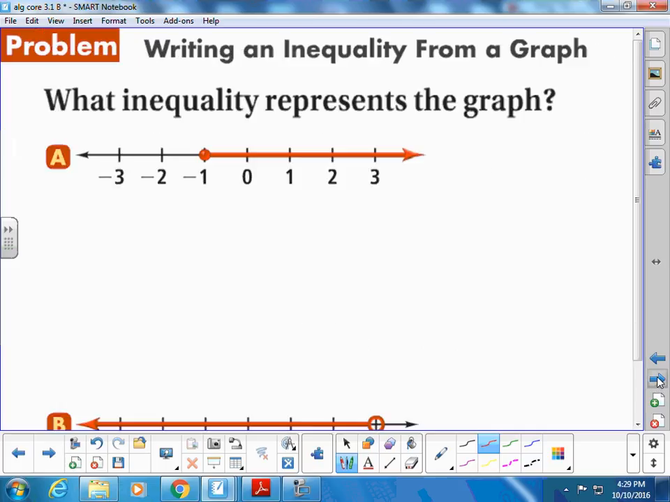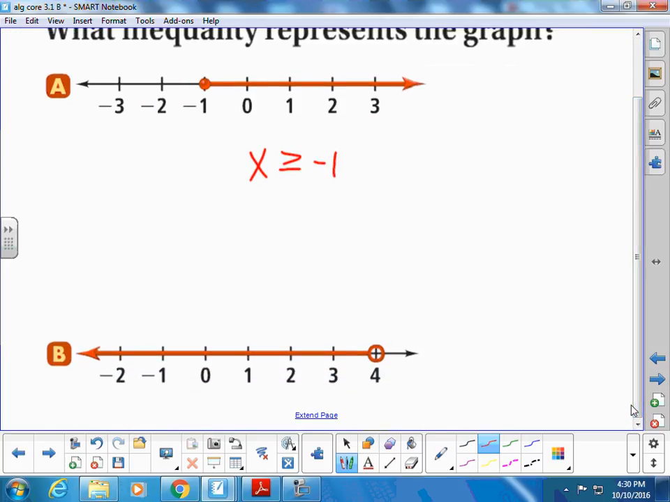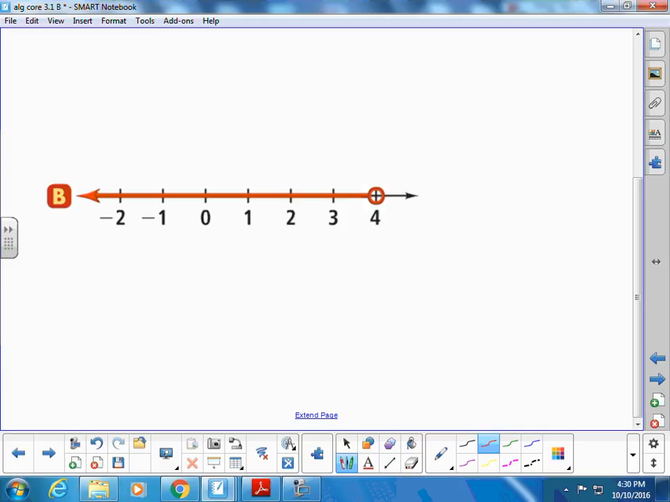So if we have a graph and now we have to go backwards and write the inequality, first thing I do is I look, is it filled in? Yes. So the dot is filled in at -1 and I want numbers greater than -1. So x greater than or equal to, because it's filled in, -1. So we look at the next one. This one, it's an open circle, so I'm not going to have or equals to, and it's 4, and it points to the left, so less than 4.